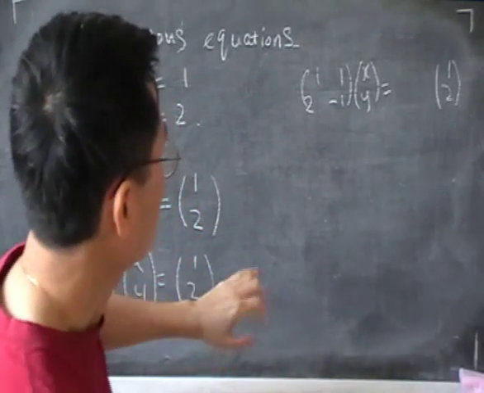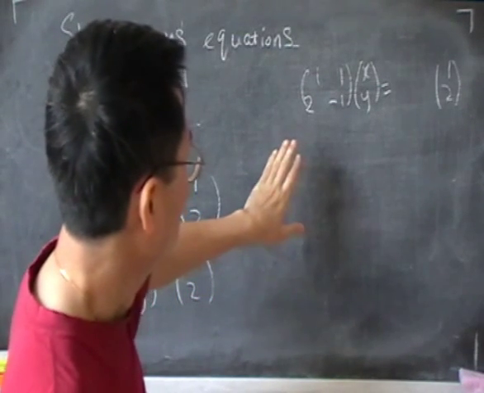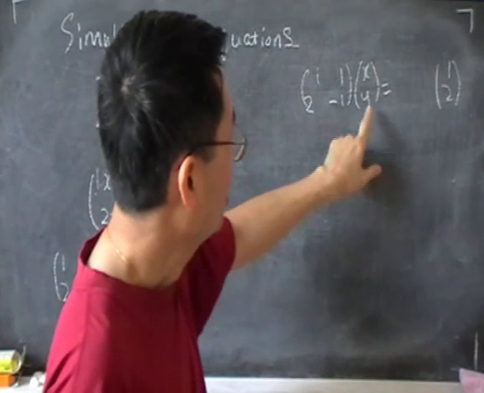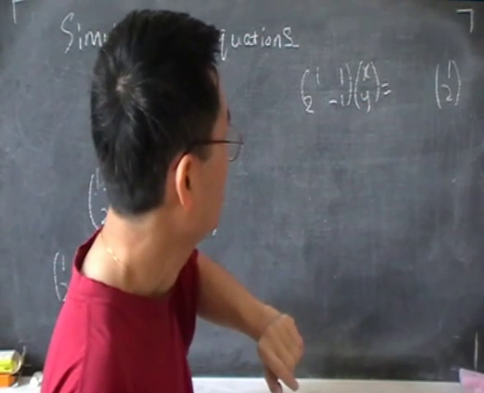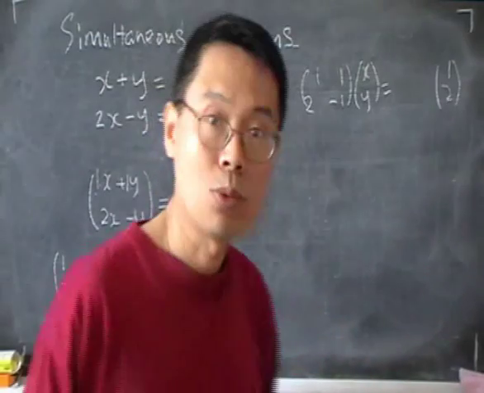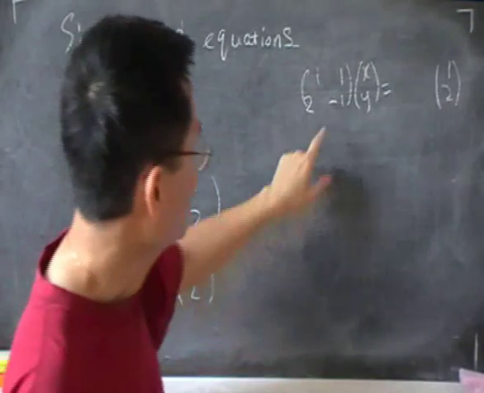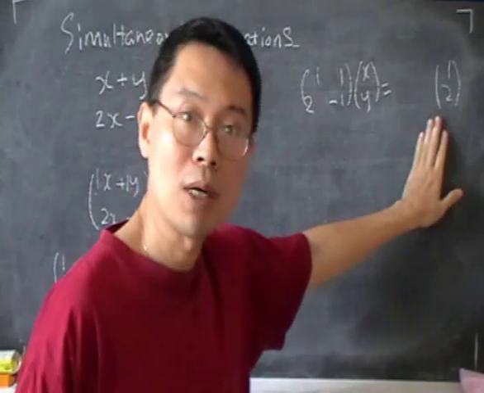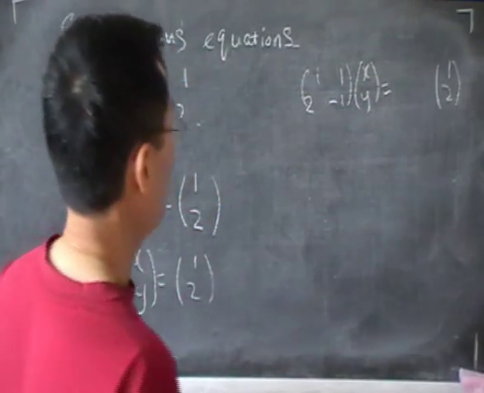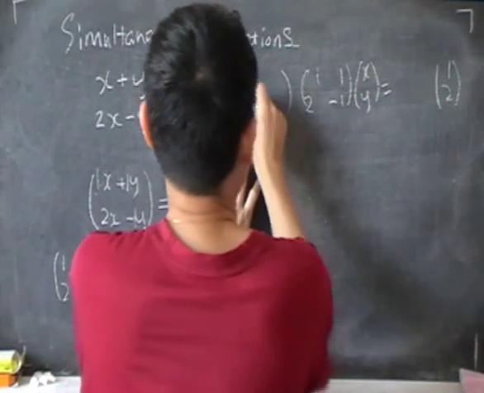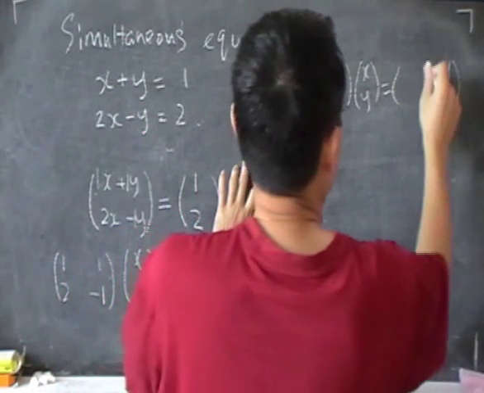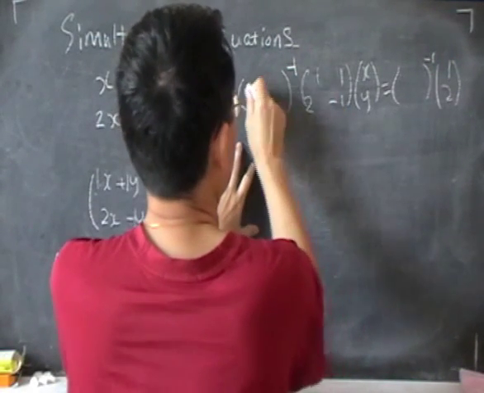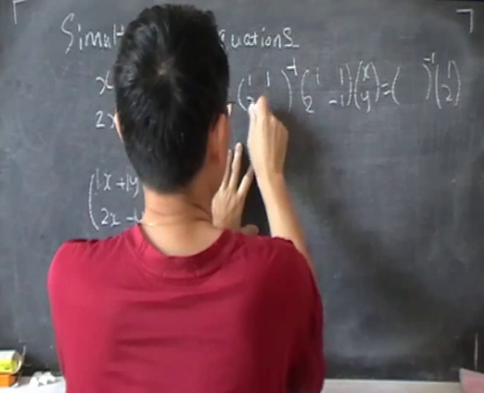Now what I'm going to do is say, okay, I have a matrix times x, y, and I get that. Now, wouldn't it be nice if I can somehow get rid of that matrix? Then all I have here is x, y, and whatever I have there is the answer. So the way to do that is to multiply both sides by the inverse of this matrix of 1, 1, 2, minus 1.